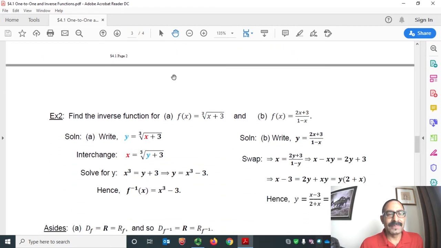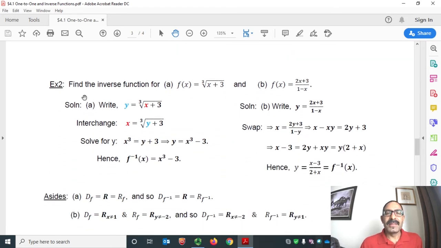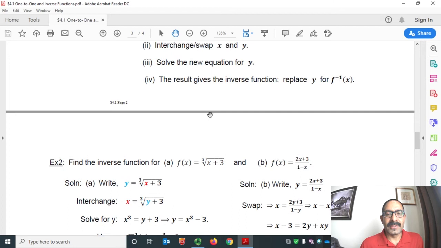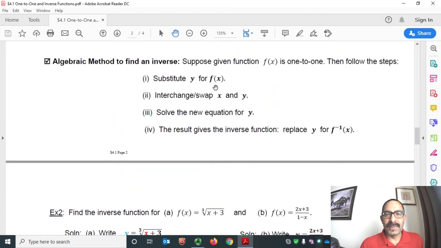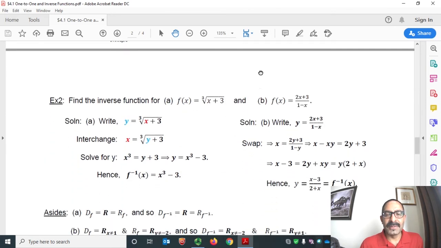Example 2. Find the inverse for part A, f(x) equals the cube root of x plus 3, and part B, f(x) equals 2x plus 3 over 1 minus x, which is a rational function, or a function in fraction form. Now, what are the steps? I just read them here. First substitute y for f(x), then interchange x and y, solve for y, then the result is the inverse of the given function. Great, so now let's follow the steps.